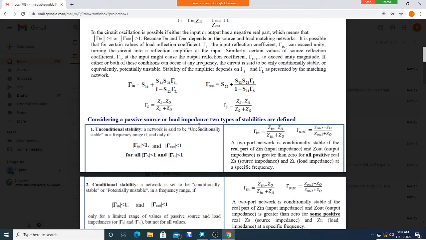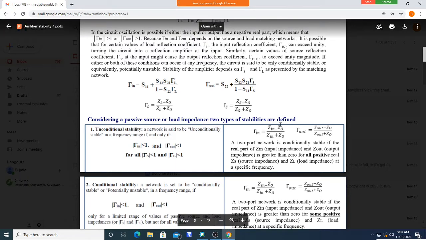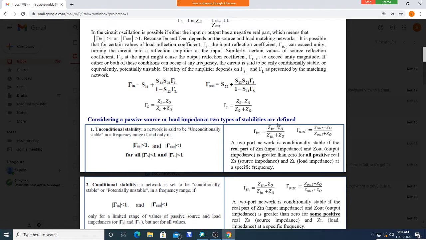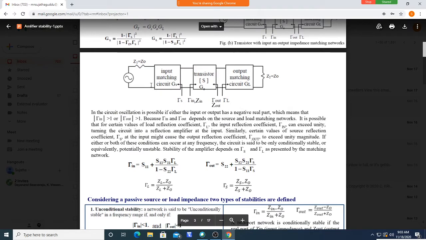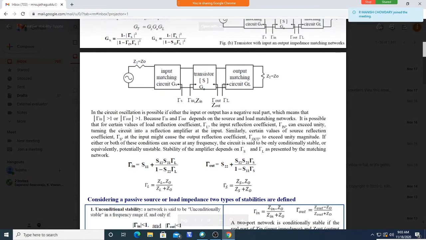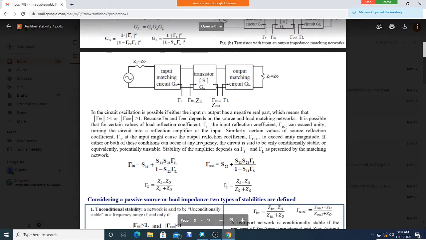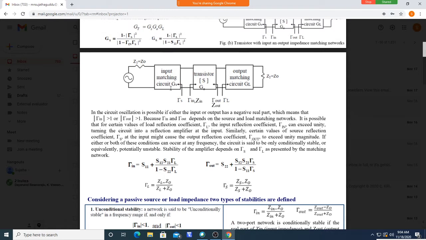Okay, similarly other parameters may be considered, maybe bandwidth or whatever. In our design, the gain must be constant while the amplifier is operating. But sometimes what happens is you do not choose the input impedance and the output load impedance properly. This is what we are using, the input matching network and output matching network. They are designed to get a particular value of gain.